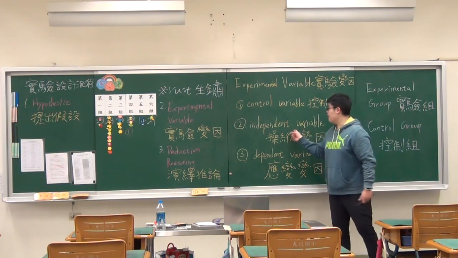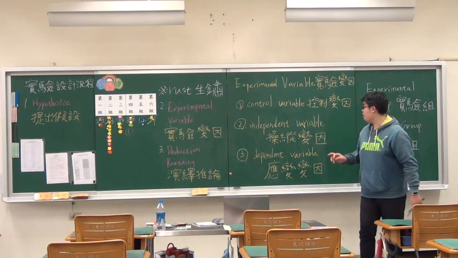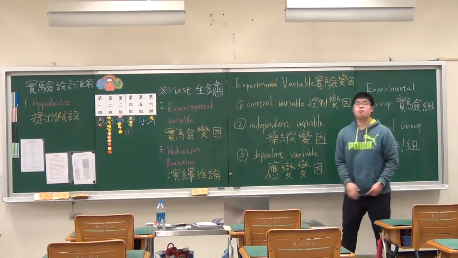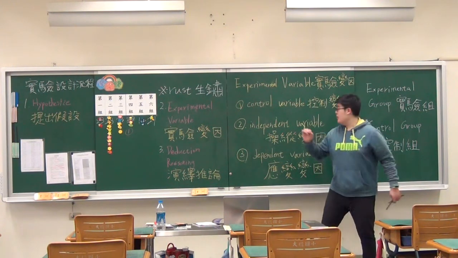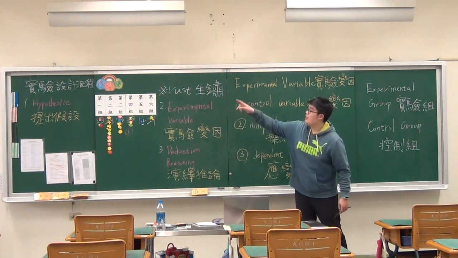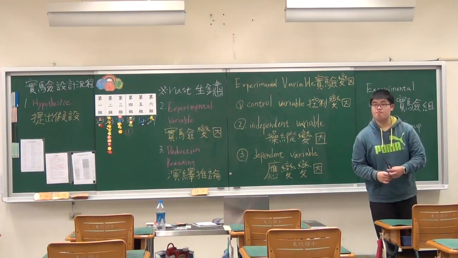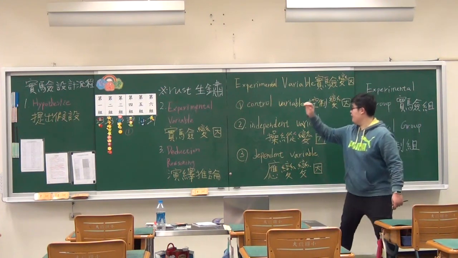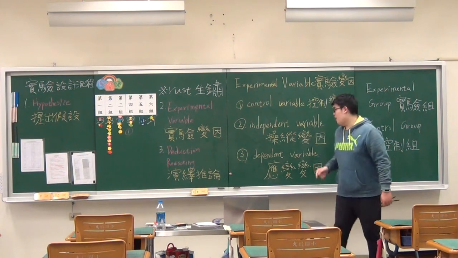Move on to the next point, independent variable. There are also 2 points of the independent variable. The first point is it can be changed. That's right, Susan. So that means it can be changed in experiments. The second point of the independent variable is there is only one independent variable in one experiment. That's right.